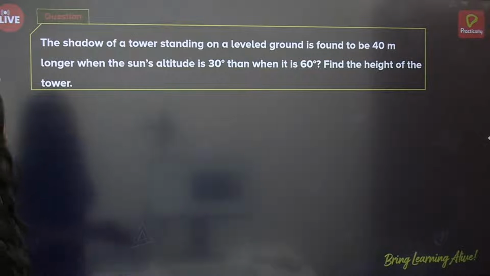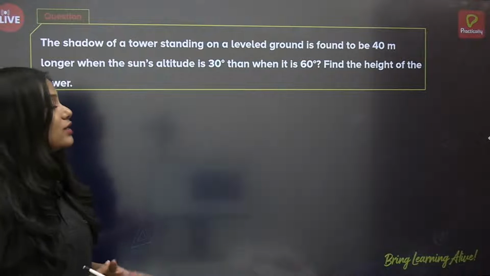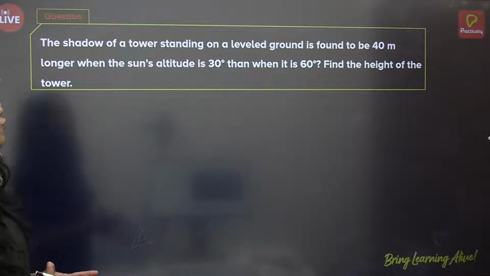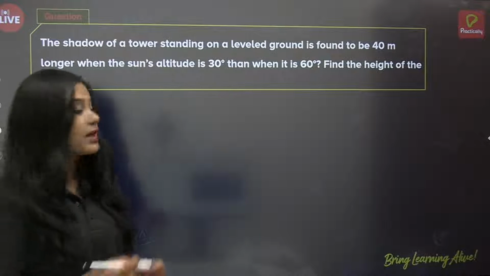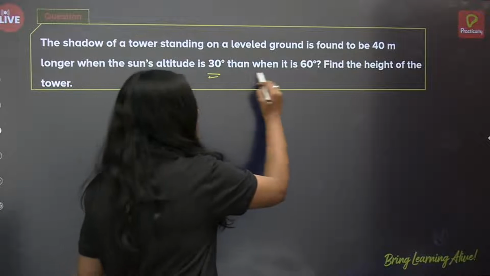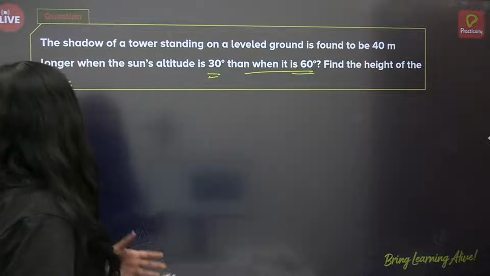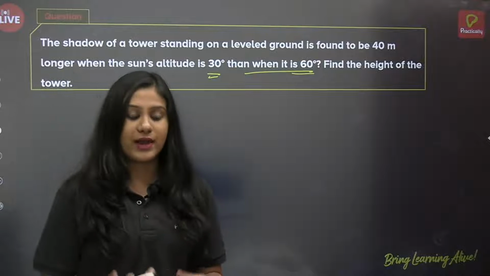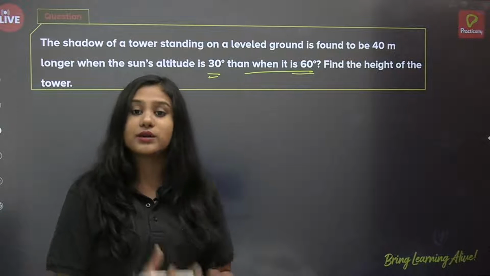Here's the first question. The shadow of a tower standing on a leveled ground is found to be 40 meters longer when the sun's altitude is 30 degrees than when it is 60 degrees. Find the height of the tower. Alright, first let us draw the figure to understand it better.